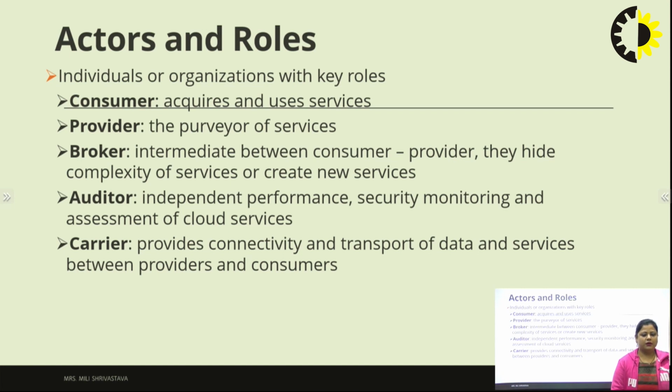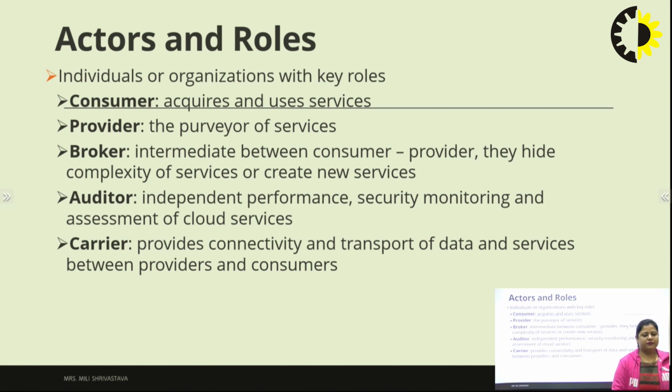First is the consumer. What are consumers? Those who use the services of cloud computing are known as consumers. These services are provided by the cloud providers. So, a consumer acquires and uses services, like us. We are using cloud services provided by the cloud provider, so we are known as consumers.